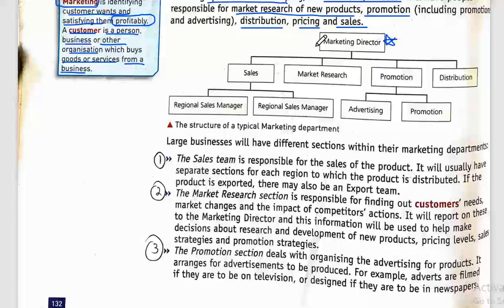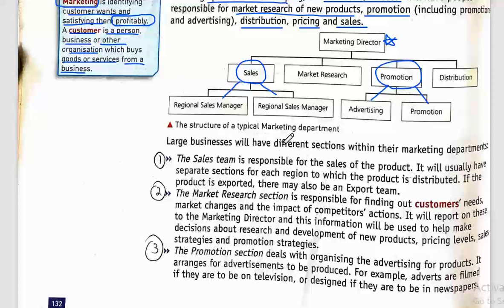And the marketing director, as we said, is responsible for the sales department, the market research, and the people responsible for the promotion and the distribution part. In the sales part, we have the regional sales manager and another regional sales manager. When it comes to promotion, the promotion team is responsible for the advertising and the sales promotion part.